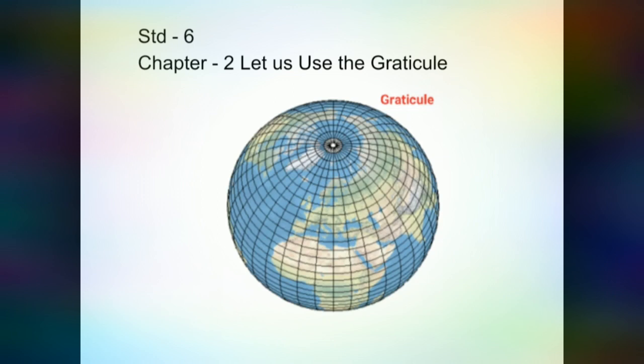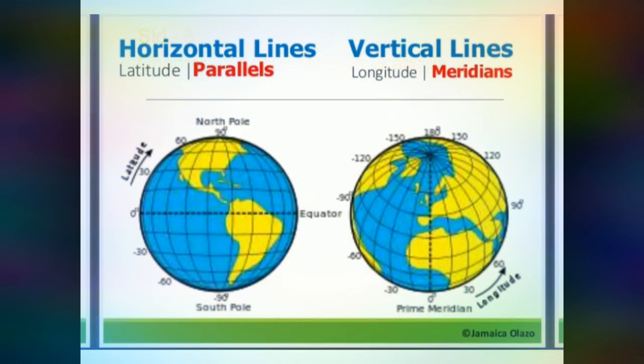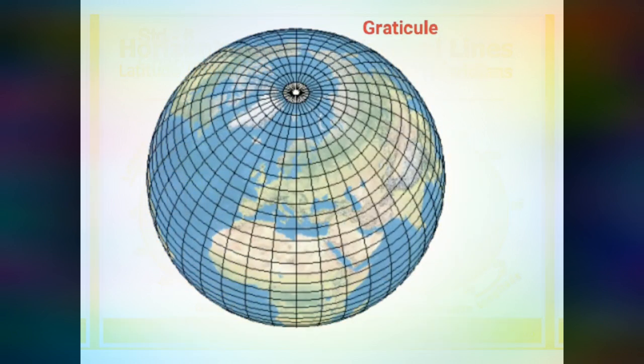Hello students, today we are going to study the second chapter in Geography, that is, let us use the graticule. In our previous chapter, we have already studied about graticule. The parallels and meridians on the globe form a net called a graticule. Today we will study how to use graticule. Students, can you see horizontal lines and vertical lines on this?